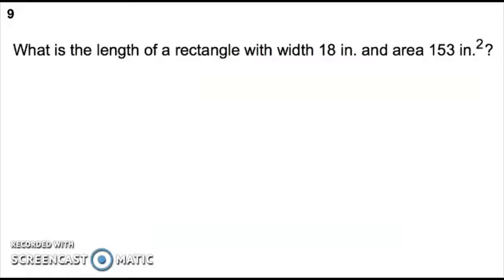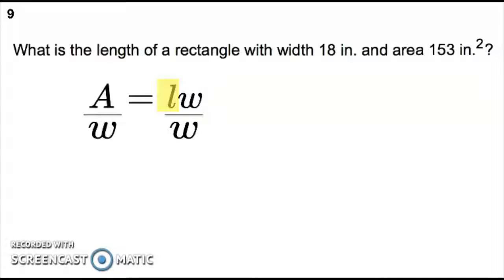Number 9, what is the length of a rectangle with a width of 18 inches and an area of 153 inches squared? So the formula for the area of a rectangle is A equals LW. Since we're looking for the length, we're going to solve for L. Now, L and W being next to each other means that they're being multiplied. To move W, you've got to undo that multiplying, which you undo by dividing. So divide both sides by W. So my equation will be A over W equals L.